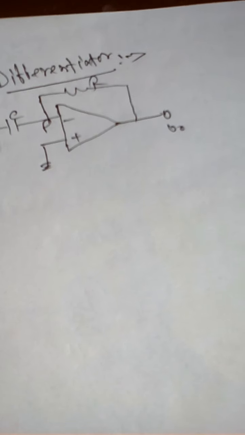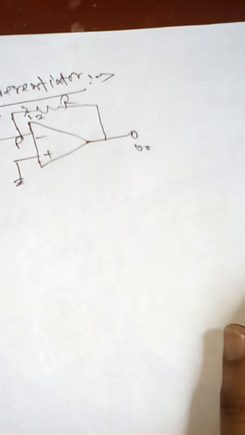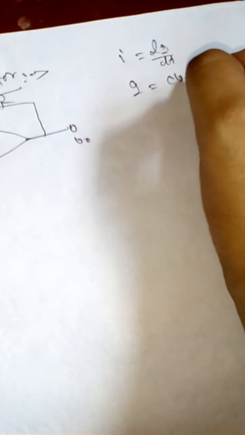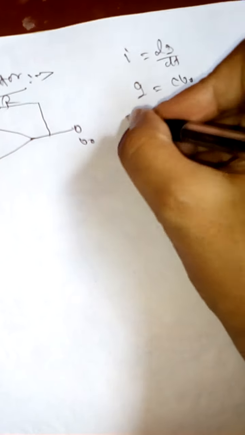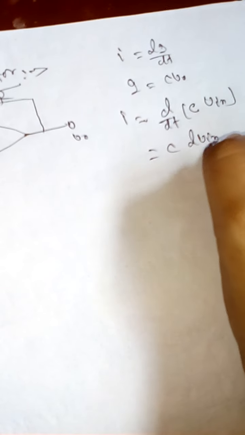Suppose I is the current, I1 and I2. So I equals dq by dt, and q equals CV, where V equals Vin. So taking d by dt of C Vin, we get I equals C dVin by dt.